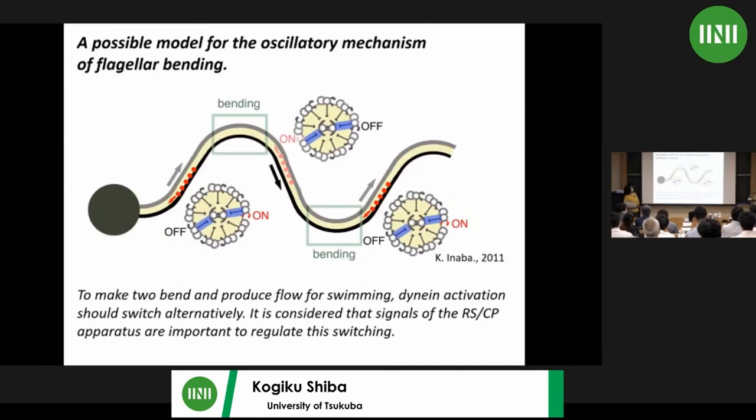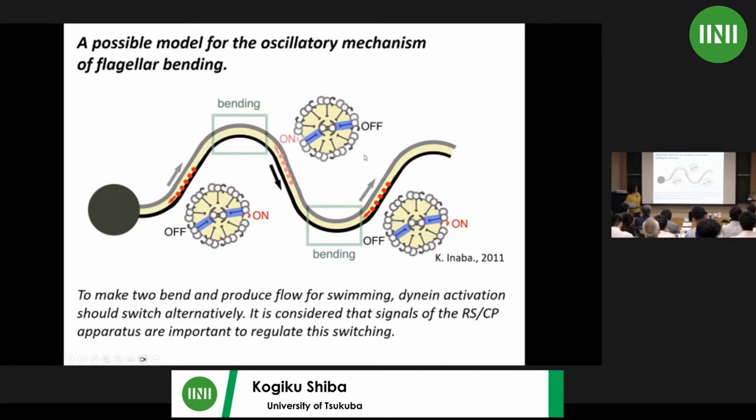This is a possible model for the oscillatory mechanism of flagellar bending. Here is the inside 9+2 structure. Dynein is a motor protein that generates force as it moves on the microtubule and pushes the next microtubule. This power is transformed into microtubule sliding, but because the flagellum is attached with some structure, the sliding is transformed into bending. The activity of the dynein is regulated by position and time, and the asymmetry is regulated. Then the bend propagates from the base to the tip like this.